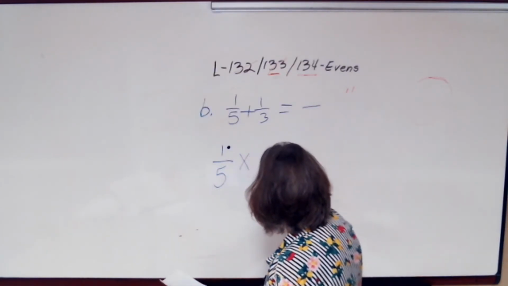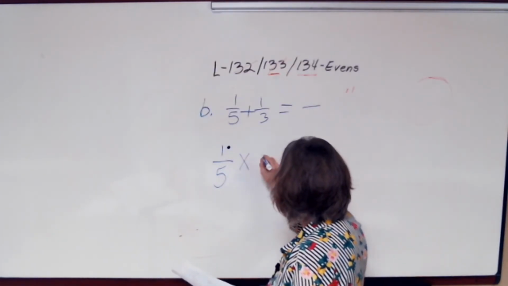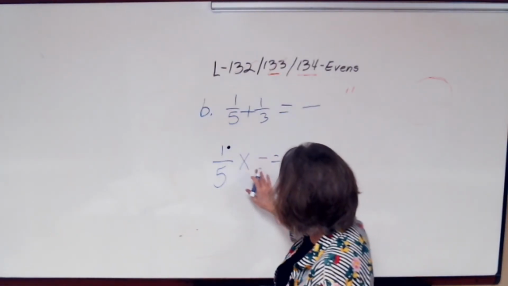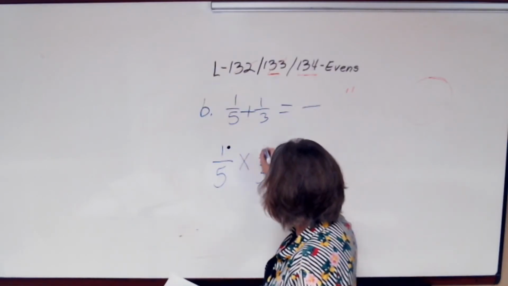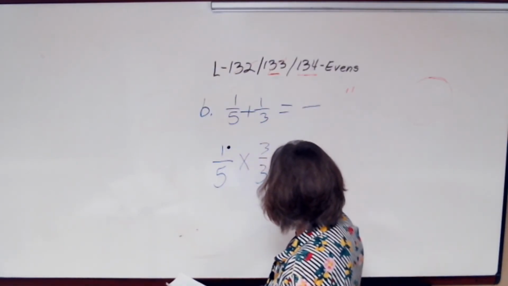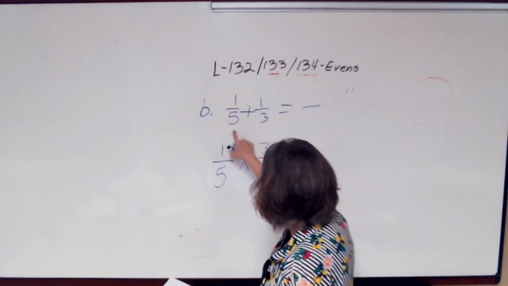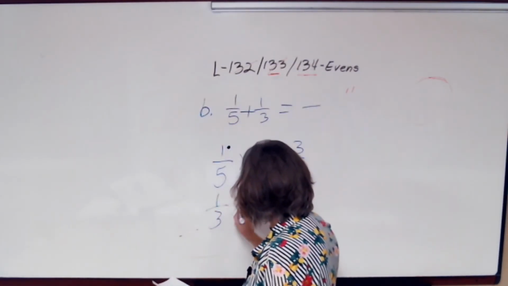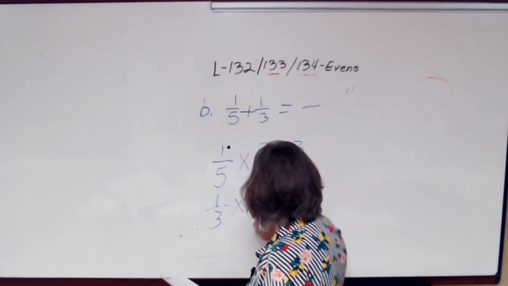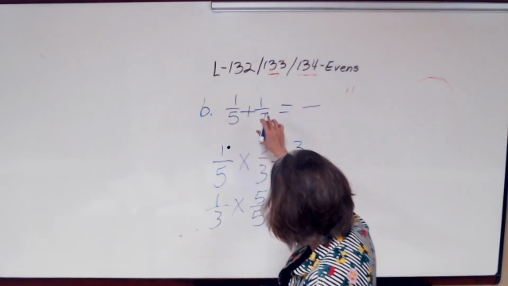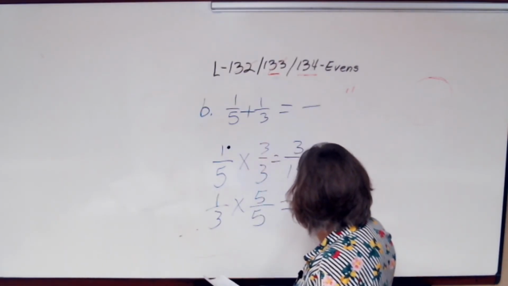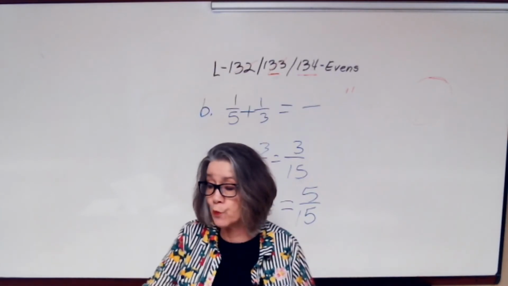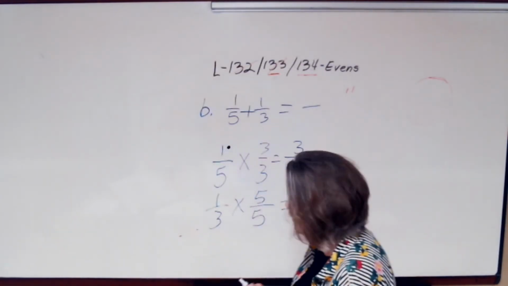5 times what will give me a denominator of 15? 5 times what? 3. So this is 3/15. So 1/5 is the same as 3/15. Now we're going to do 1/3. Take 1/3, multiply it by 5, and we get 5/15. Go back and watch the video again if you have to, or read through the lesson again. Don't let yourself get confused.